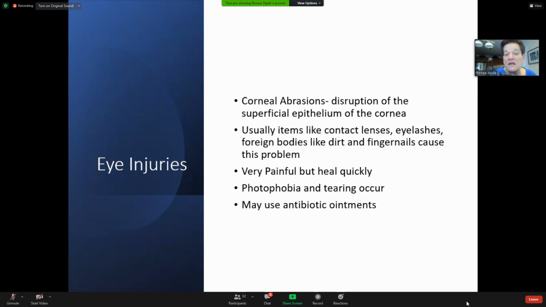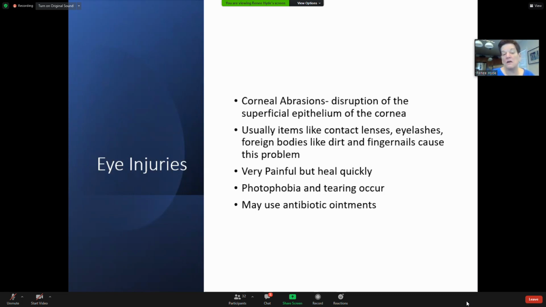You may see it also with patients that have incomplete closure of those eyelids after stroke or head injury because of cranial nerve deficits. So those are things to think about as well.